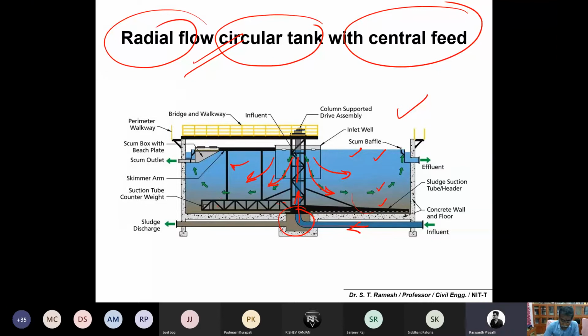Okay, so this is a circular tank where the inlet is at the center, so that is called central feed. You allow the water to flow like this, and the solids coming in settle down automatically. They come to the bottom, and you have scraper blades that scrape out all the solids to a common point. Okay, radial flow with the central feed.